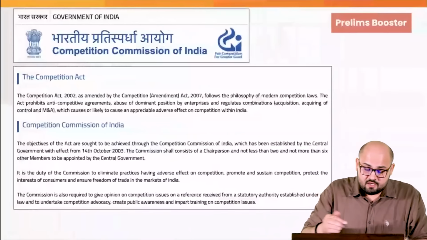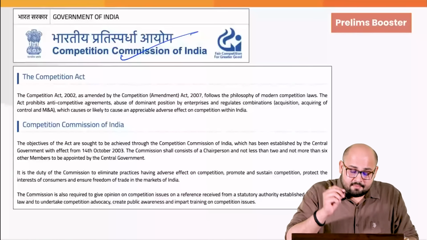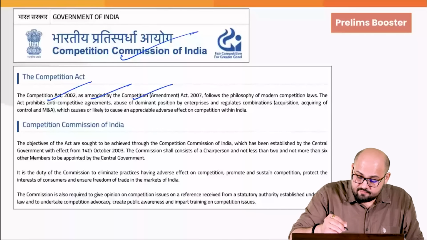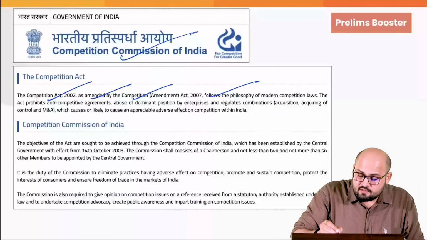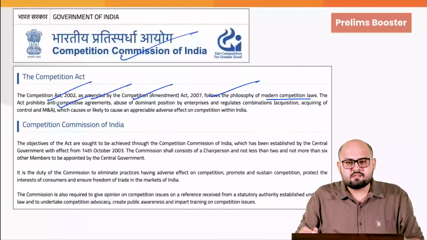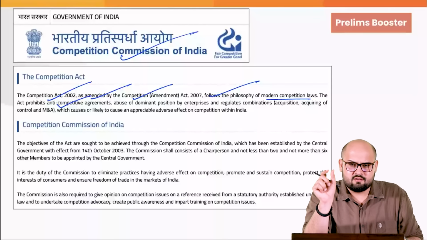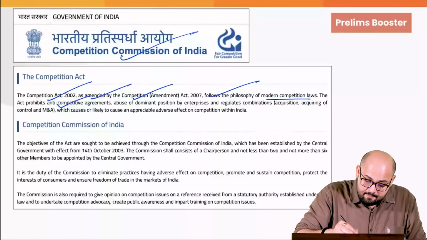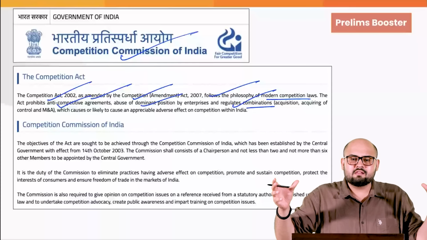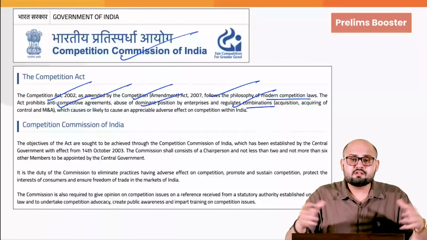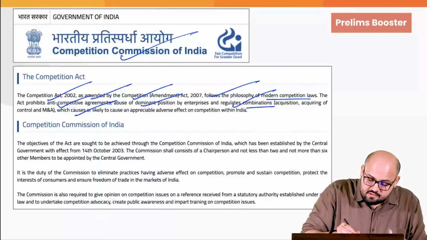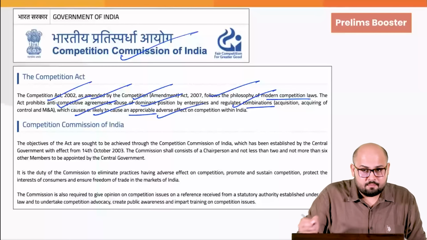So let's talk about the Competition Commission of India. The Competition Act is a statutory body, amended by the Competition Amendment Act of 2007, and follows the philosophy of modern competition laws. The act prohibits anti-competitive agreements. You must have heard about the word antitrust, right? That is also the same. It also prohibits abuse of dominant position by enterprises, and regulates combinations, so we can have companies coming together, mergers and acquisitions. It also regulates that which causes or is likely to cause an appreciable adverse effect on competition within India.